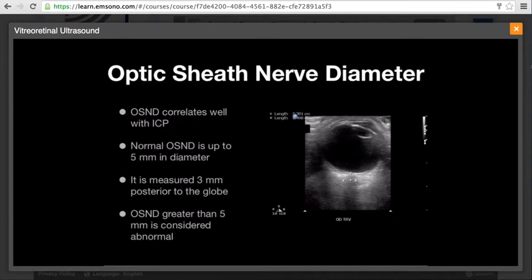The normal optic sheath nerve diameter is up to 5 millimeters in diameter in adults. It should be measured about 3 millimeters posterior to the globe. This way you can get reproducible numbers, and the optic sheath nerve diameter greater than 5 millimeters is considered abnormal. And so this is something that you may want to consider in the patient that you have concern for elevated intracranial pressure.